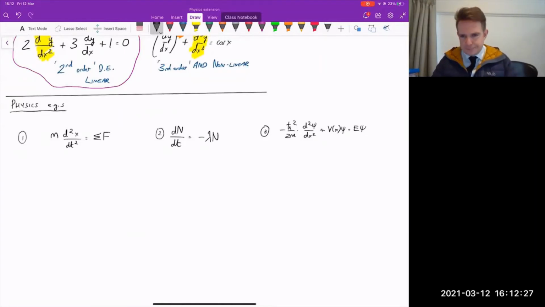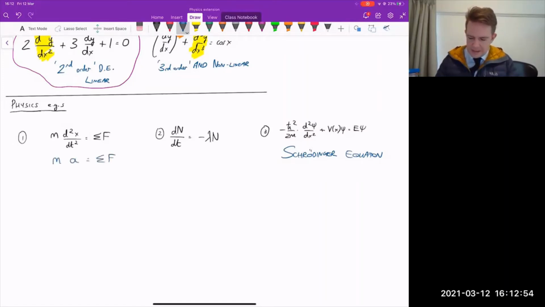So what are these? You might like to just have a think to yourself for a minute. I've already told you what this one is. This is old Schrodinger's equation, which I actually did a session on. This one on the left here is nothing other than F equals ma, because acceleration is just the second derivative of the displacement with respect to time. So this is Newton's second law.